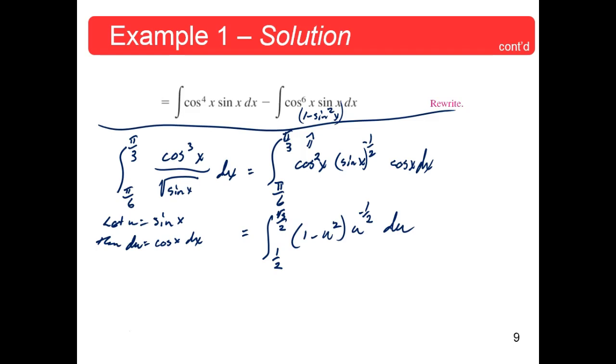Now, let's deal with that integrand first. Integral from 1/2 to root 3 over 2. Let's multiply that first. U to the minus 1/2 minus, and what's that next one going to be? See, I did that one. That was easy. What will this one be?